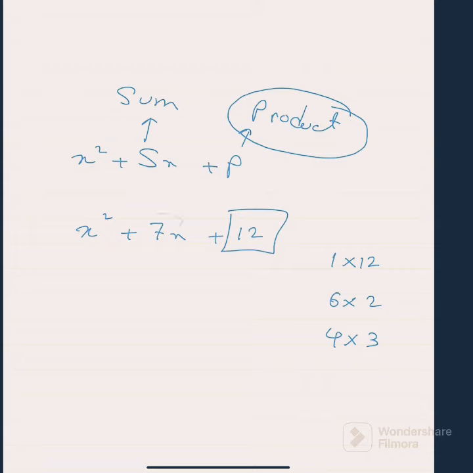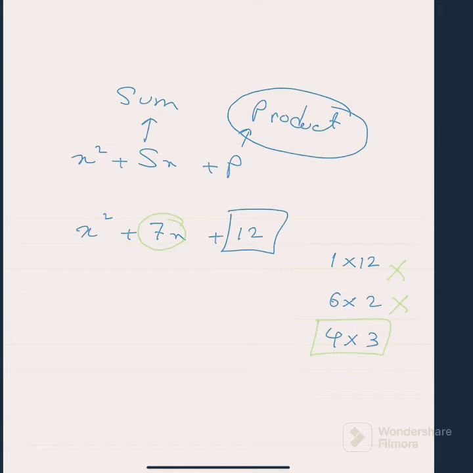The middle value is plus 7, which means you have to decide which two numbers should be added or subtracted to get a 7. Should I add 1 and 12? Nope. Should we take 6 and 2? Nope. If you have taken 4 and 3, then that is the correct answer.